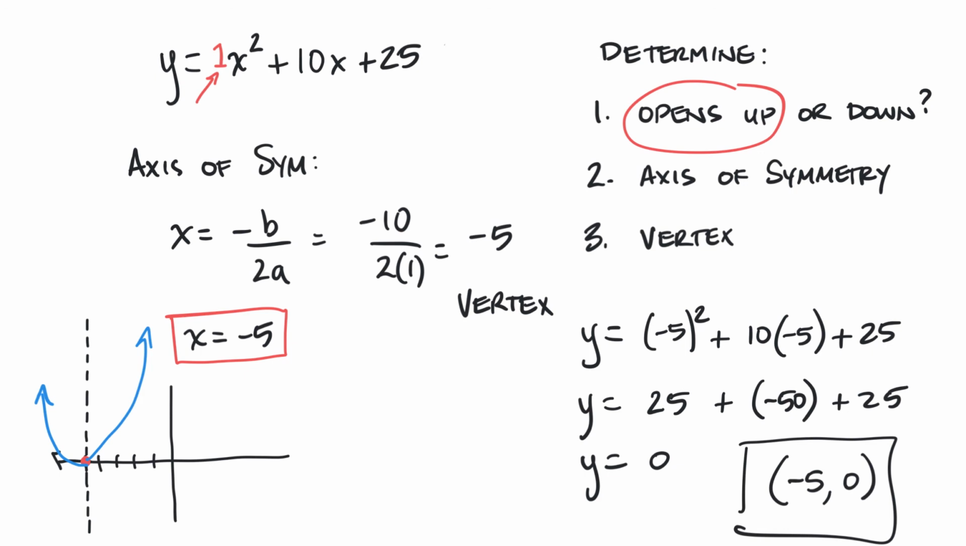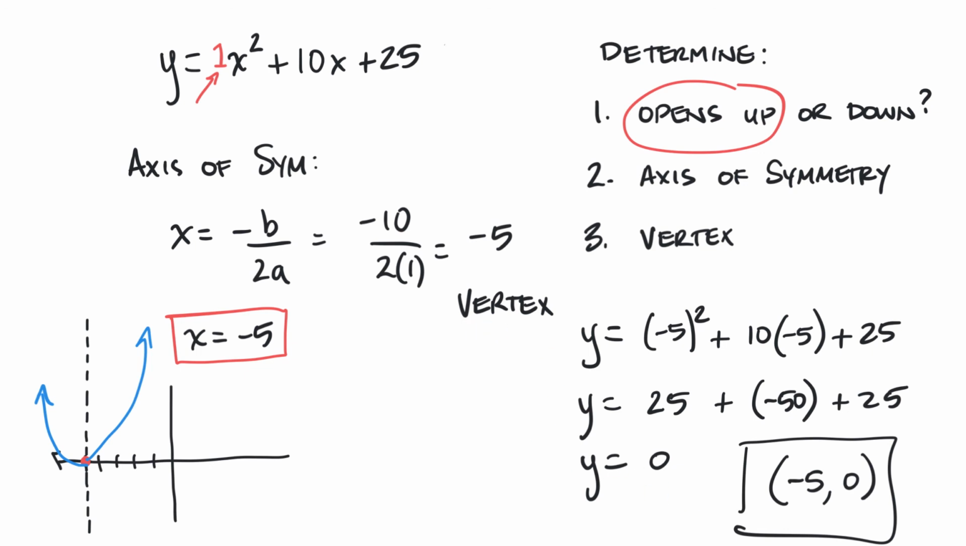So that's whether it opens up or down, axis of symmetry, and vertex. All right, so the process is the same for all of these: determining opening up or down, is this positive or negative? Here's your axis of symmetry, and here's how you do your vertex right here.